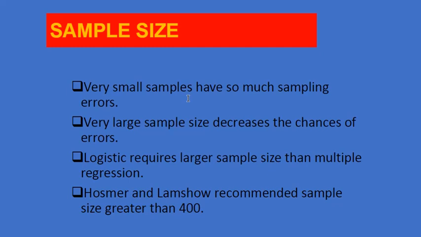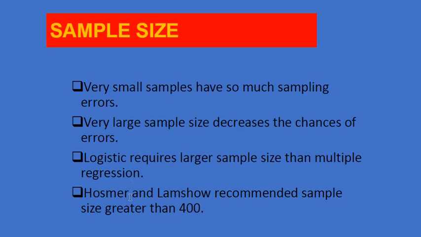On the other hand, if we have a large sample size, then it decreases the chances of errors, because it will have enough samples to best fit itself, and the chance of errors will be low. So it's good to have a large sample size in regression as compared to small sample sizes. Logistic regression requires a larger sample size than multiple regression. As I told you, if we have a large sample size, then logistic regression will end up with fewer errors, otherwise we will have more sampling errors.